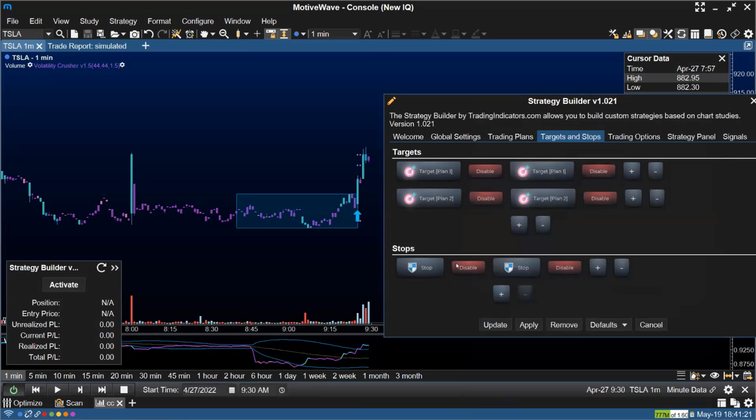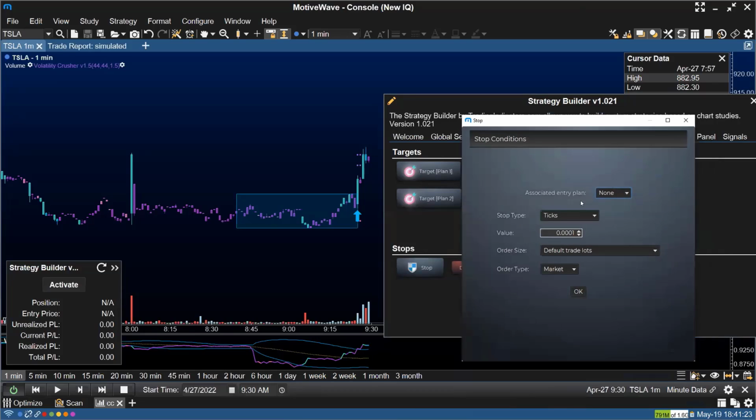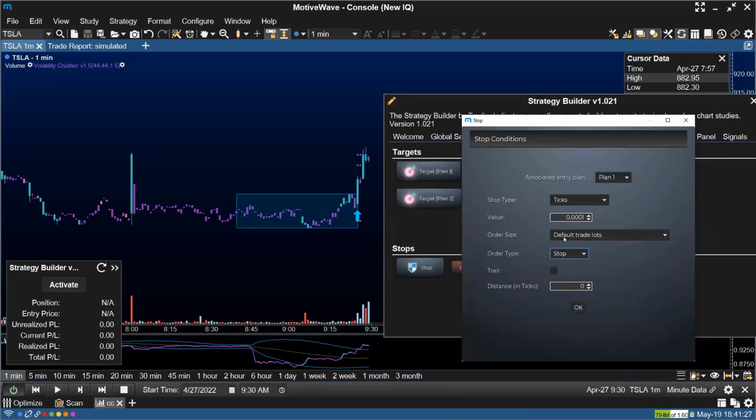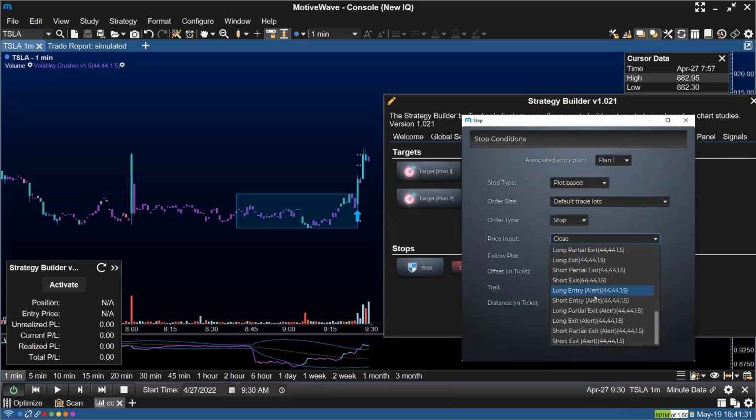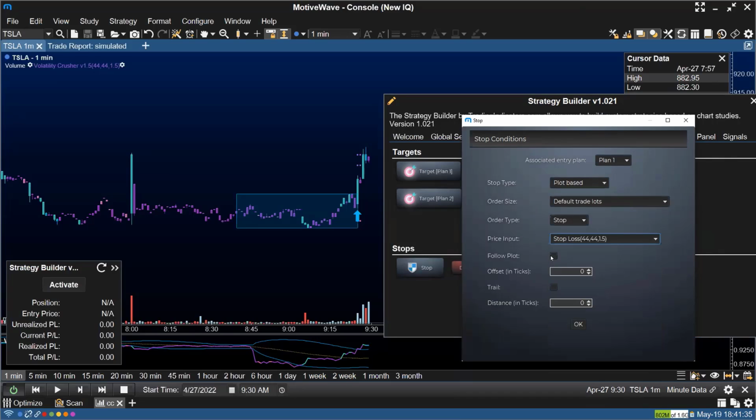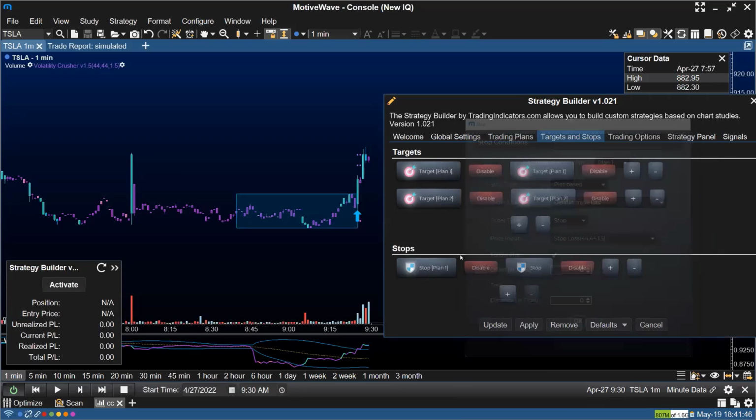Now we'll move on to the more interesting part, which is our stop loss. So for our long trades, plan 1, we want to place a stop order. We want it to be based on a plot. And the plot we want it to be based on is the stop loss plot. And we want it to follow the plot. We could set an offset, but I'm going to follow it to a T. And we don't need to select trail because the indicator already trails it itself. That in this case would be redundant.